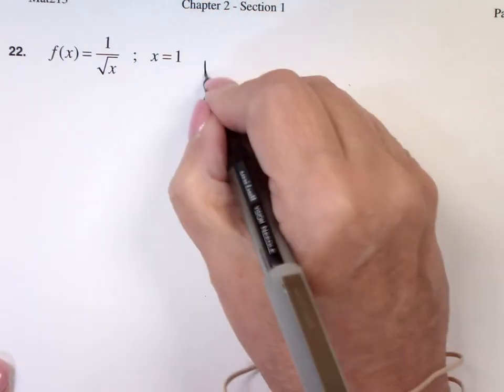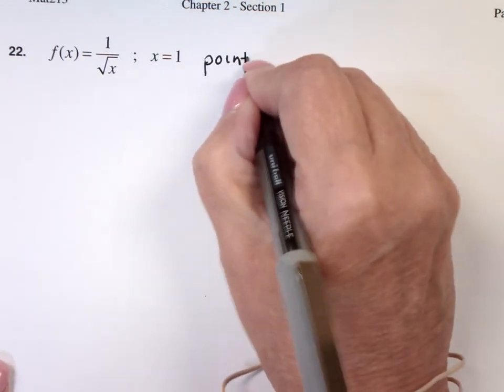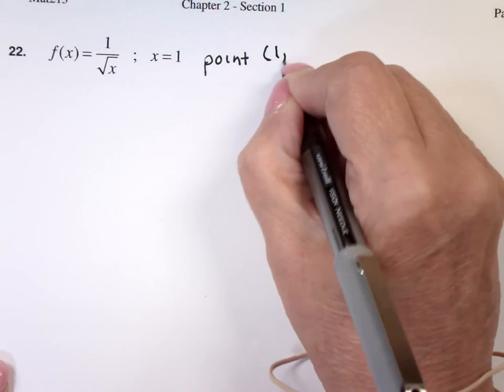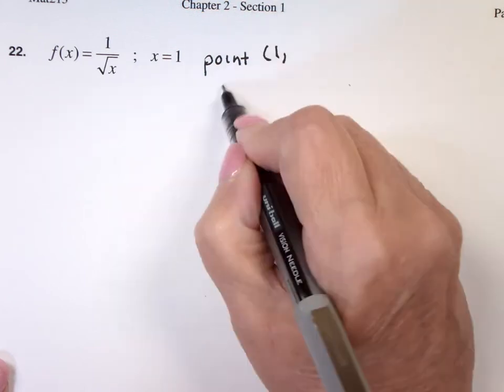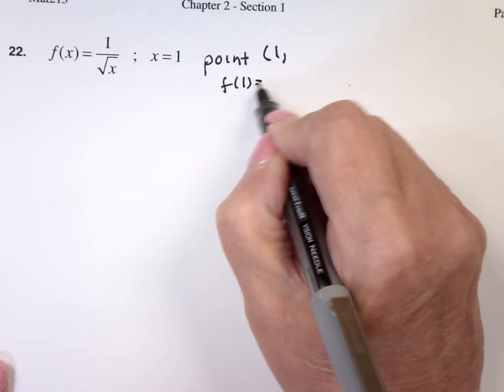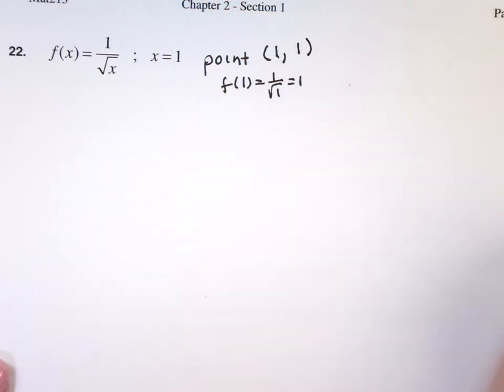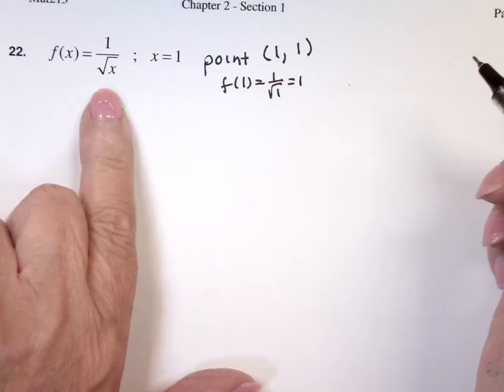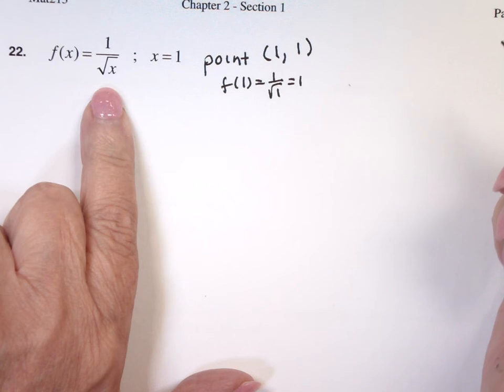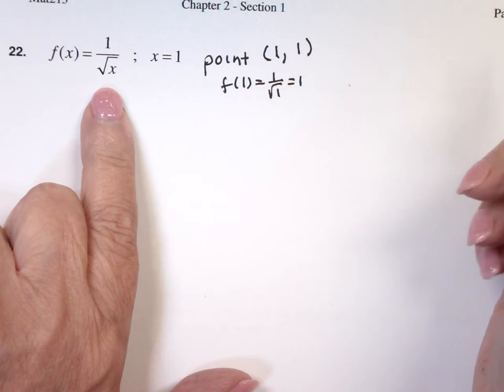I'm going to go after the point. If x equals 1, f of 1 equals 1 over the square root of 1, which is 1. So the coordinate point I'm looking for is (1, 1). So whatever this graph looks like, and it's not a line, because it's 1 over the square root of x, so it's not linear, it is at (1, 1).